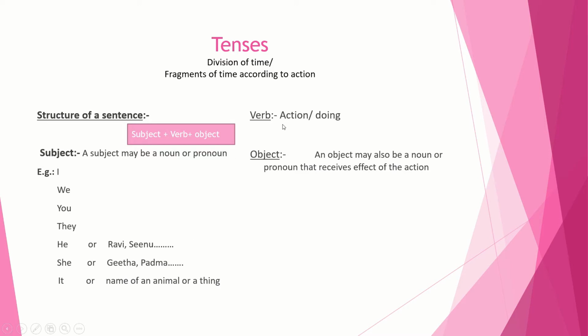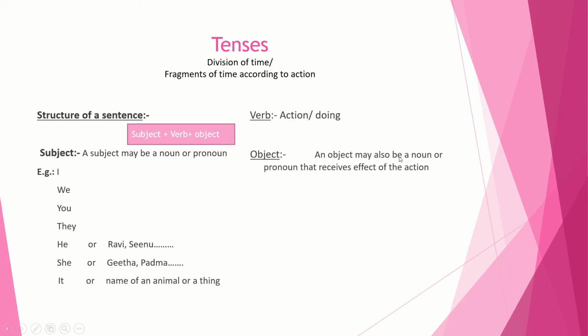And let us know what is verb. Verb means an action or doing of subject. So doing of a subject or action performed by the subject is known as verb. చేసే పని, ఓకే, సబ్జెక్ట్ చేసే పనే వర్బ్ అవుతుంది. Next, what is object?